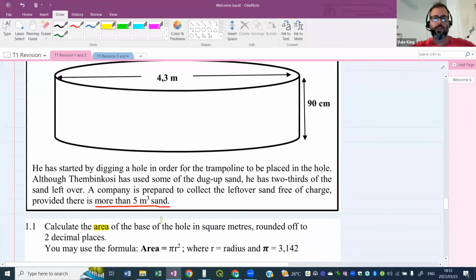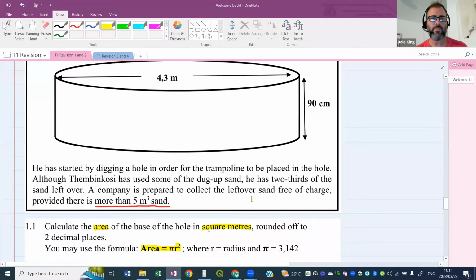Remember, this person is digging a hole and it's going to fit the trampoline inside. So it says calculate the area of the base of the hole in square meters. We need to round off to 2 decimal places, which is not something new. It says you may use the formula: area equals pi r squared, where r is the radius and pi to use is 3,142. They're giving us everything we need.